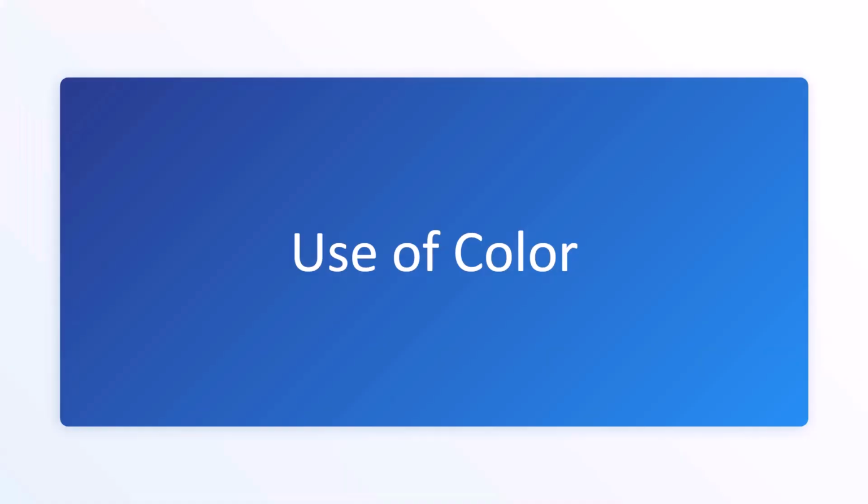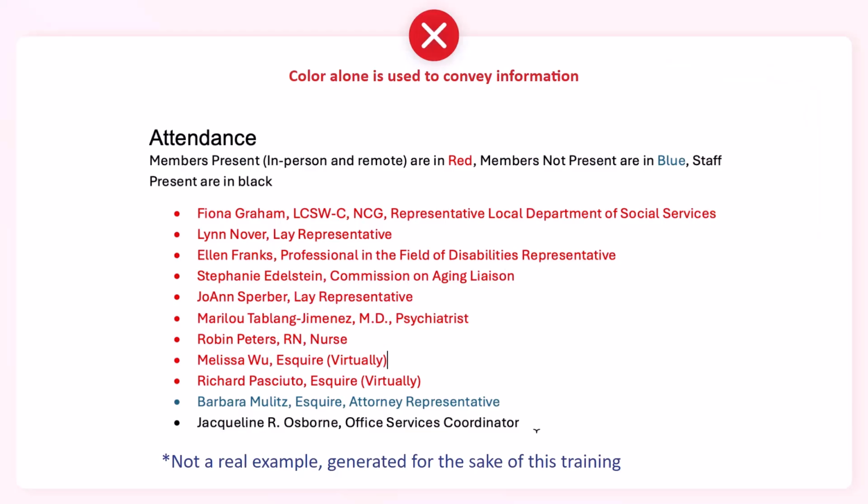Use of color. So using color as an informative tool is totally fine and can be very beneficial. The problem is when we use only color. When we do that, we're asking everyone who reads the document to be able to clearly distinguish between those colors. And of course, not everybody can do that.